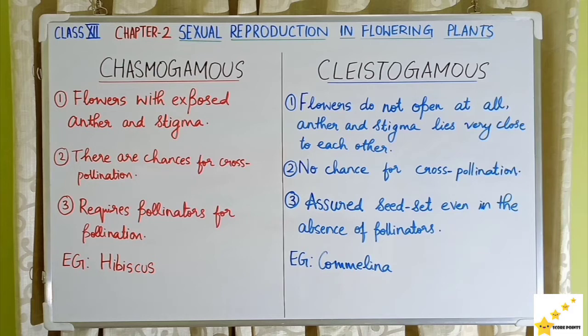Chasmogamous flowers are those flowers which have exposed anther and stigma. There are chances for cross-pollination. It requires pollinators for pollination. Example, hibiscus is a chasmogamous flower.